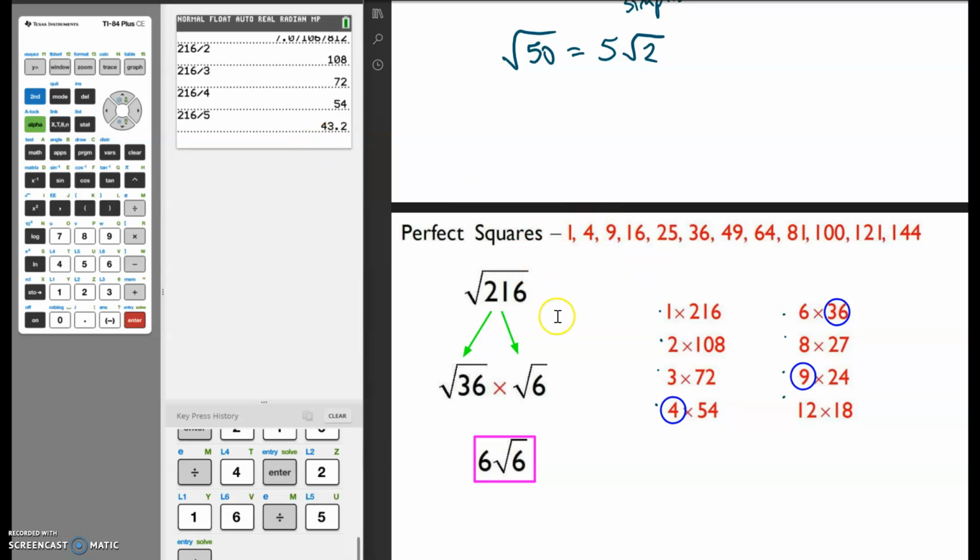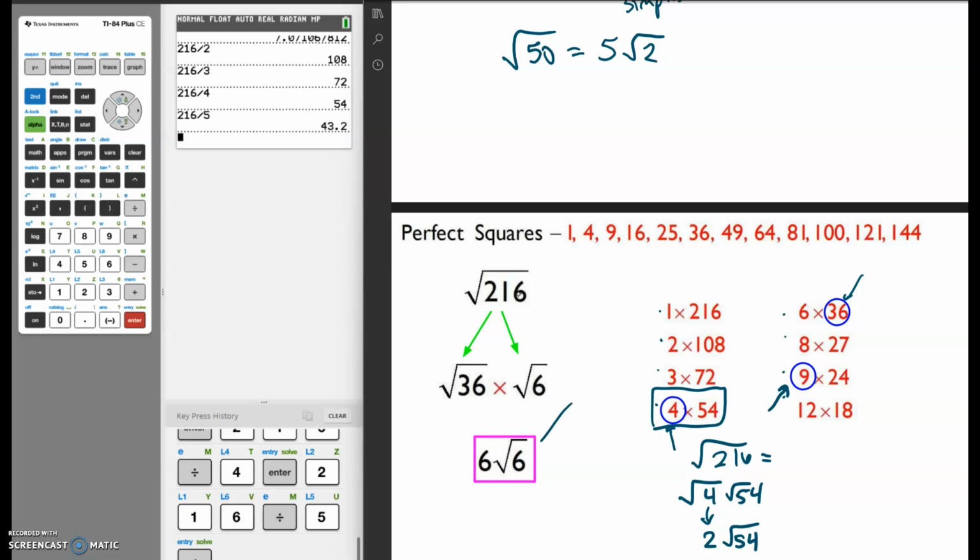There's something interesting about this problem, though. If you notice our list of factors, 4 is a perfect square, 9 is a perfect square, and 36 is a perfect square. So maybe you started with 4 times 54. The square root of 216, we can think about as the square root of 4 times the square root of 54. And the square root of 4 is 2. So 2 times the square root of 54. Now you might see this answer over here. The answer is supposed to be 6 square root of 6.